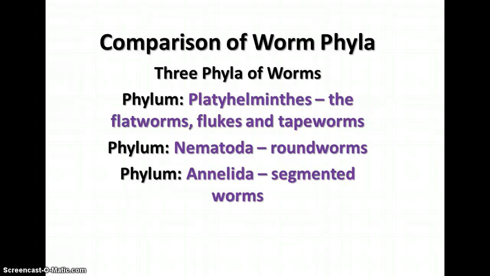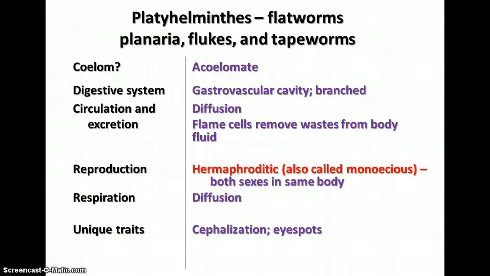The nematodes, or roundworms, are the pseudocoelomates, and the annelids, the segmented worms, are the true coelomates. So we'll look at each one of these in turn. The platyhelminthes are the flatworms, which include planaria, like we saw a video of, and the flukes and the tapeworms. They are acoelomates. They do have all three germ layers, but they do not have a body cavity.